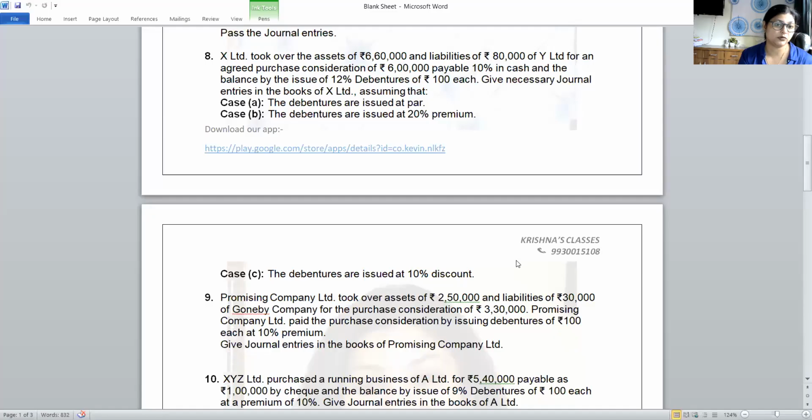I'm sharing the screen with you. You can see the question from here. We are going to do question number 8, and all these questions will be available for you. X Limited took over the assets of 6,60,000 and liabilities of 80,000 of Y Limited for an agreed purchase consideration of 6 lakh. So this is the value of assets which will be debited, this is the value of liabilities which is going to be credited in our first entry, and then this is the purchase consideration which will also be credited in our entry.